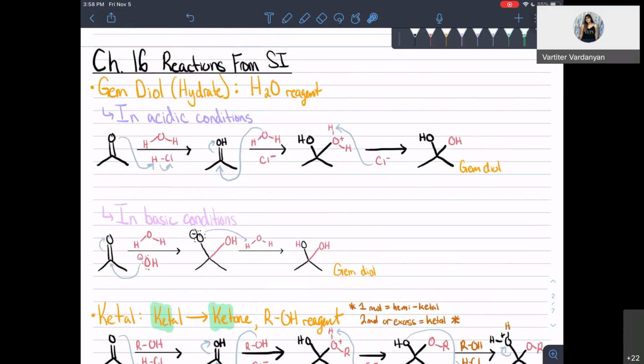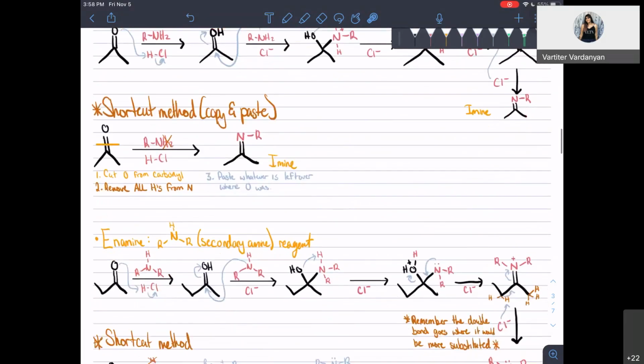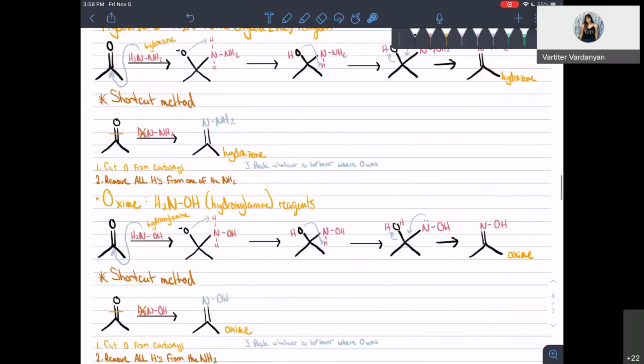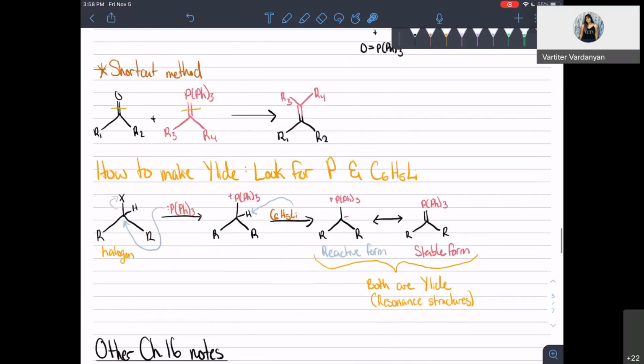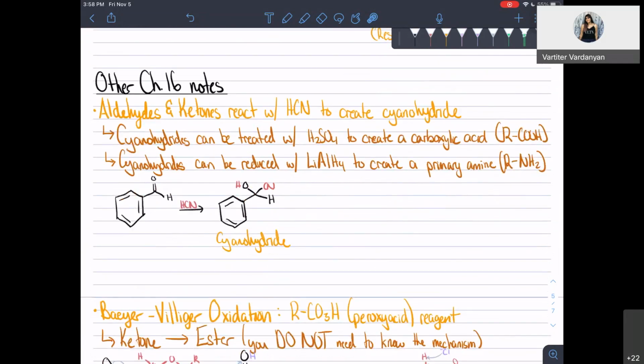I'm keeping this stuff in here. This is literally labeled Chapter 16 Reactions from SI. This is the handout, essentially just rewritten for you guys. So this will be all there. Everything's there. Here's even the Aldol and the Wittig reaction. And here's my other Chapter 16 notes.